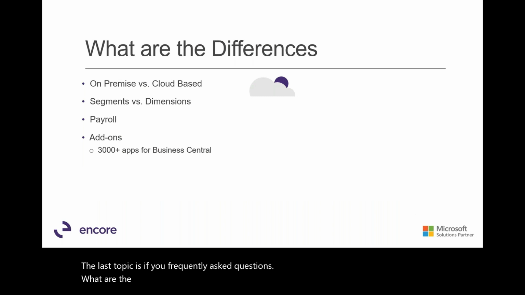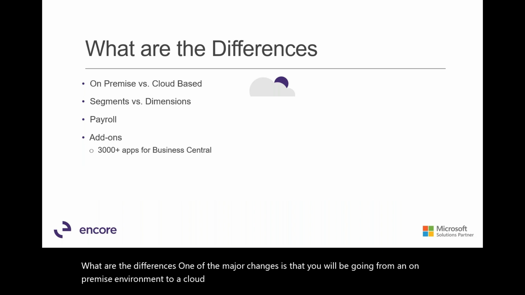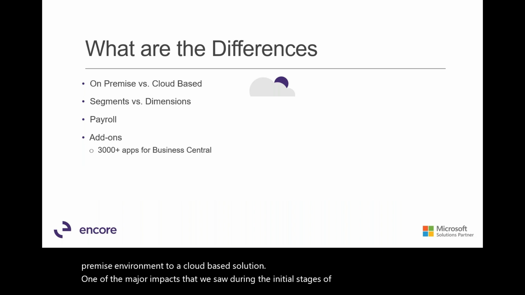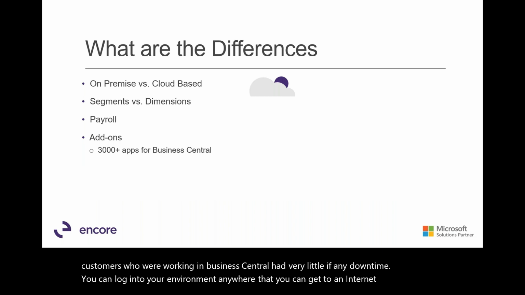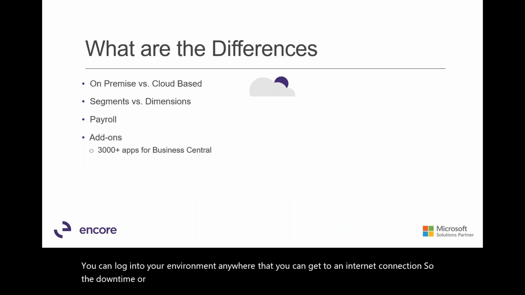What are the differences? One of the major changes is that you will be going from an on-premise environment to a cloud-based solution. One of the major impacts that we saw during the initial stages of lockdown was that our customers who were working in Business Central had very little, if any, downtime. You can log into your environment anywhere that you can get to an internet connection. So the downtime or the shift at the beginning of the lockdown was very minimal for customers using Business Central.